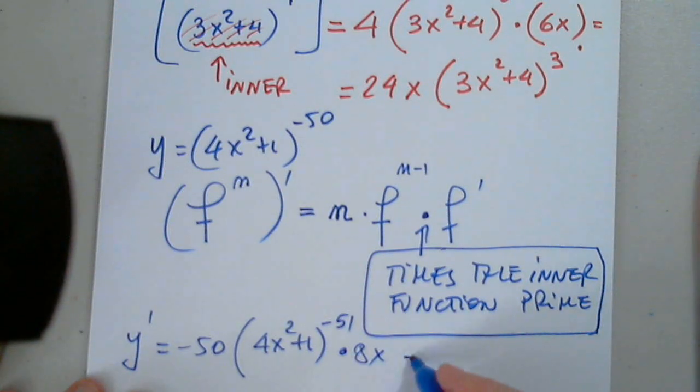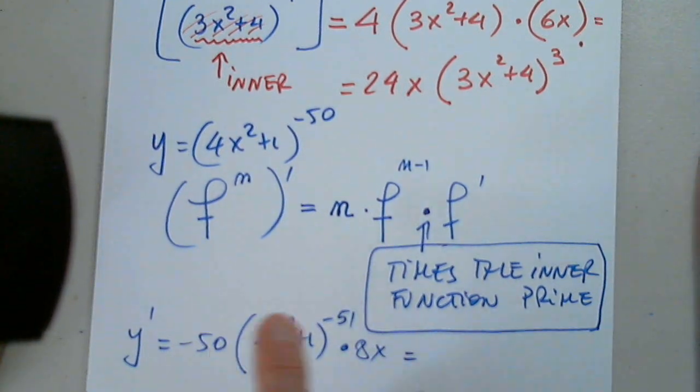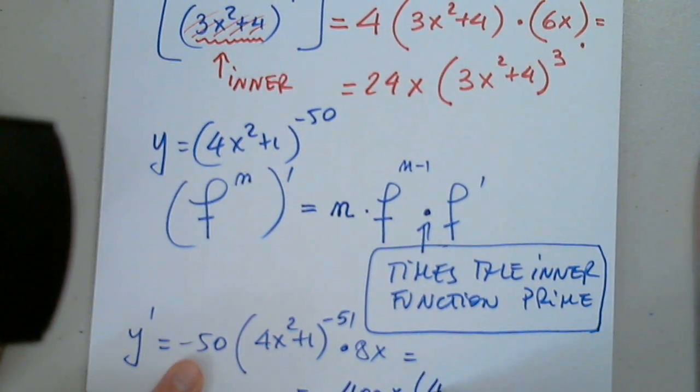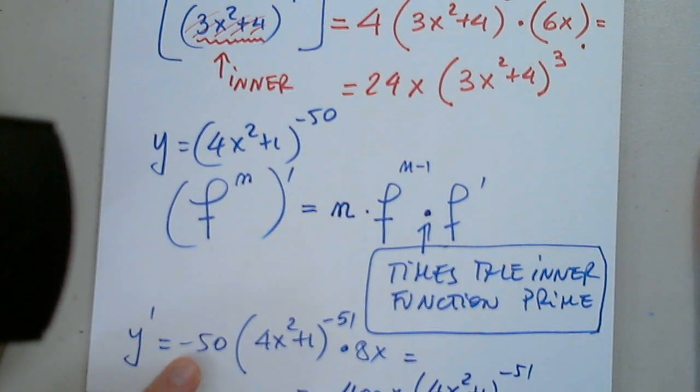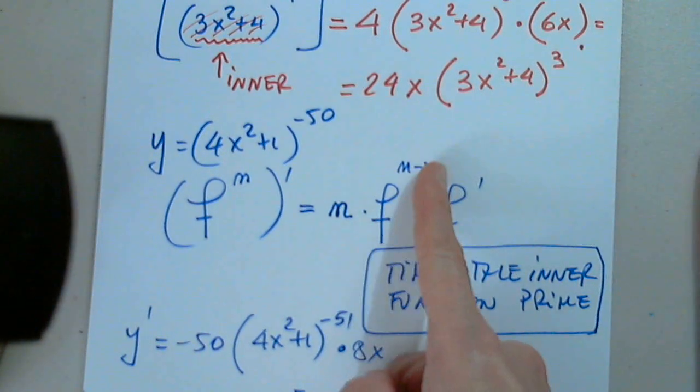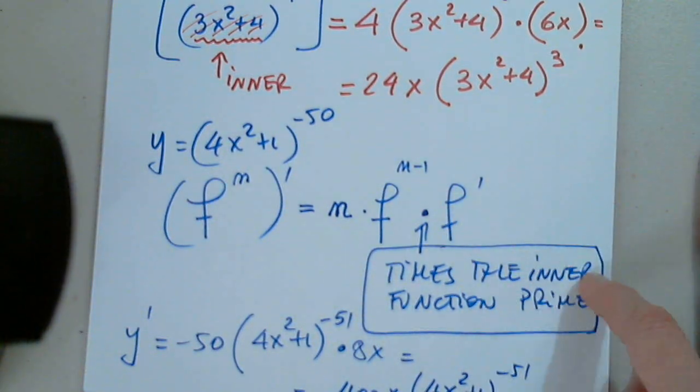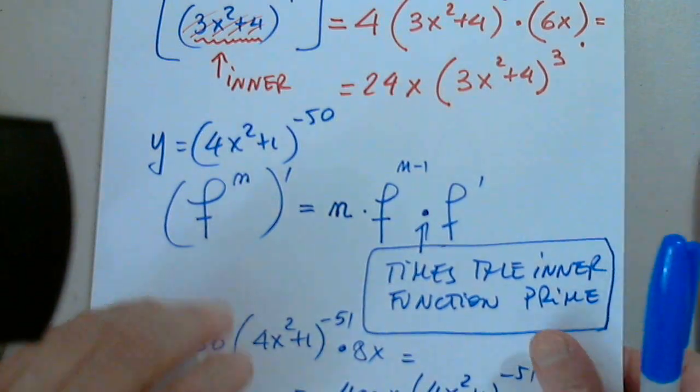That's it. That's all we needed to do. Yes, I can rearrange. It's a product. So negative 400x times (4x squared plus 1) to negative 51. That's it. N times f to n minus 1 times the inner function prime. Okay, now we can move on to other more sophisticated examples.